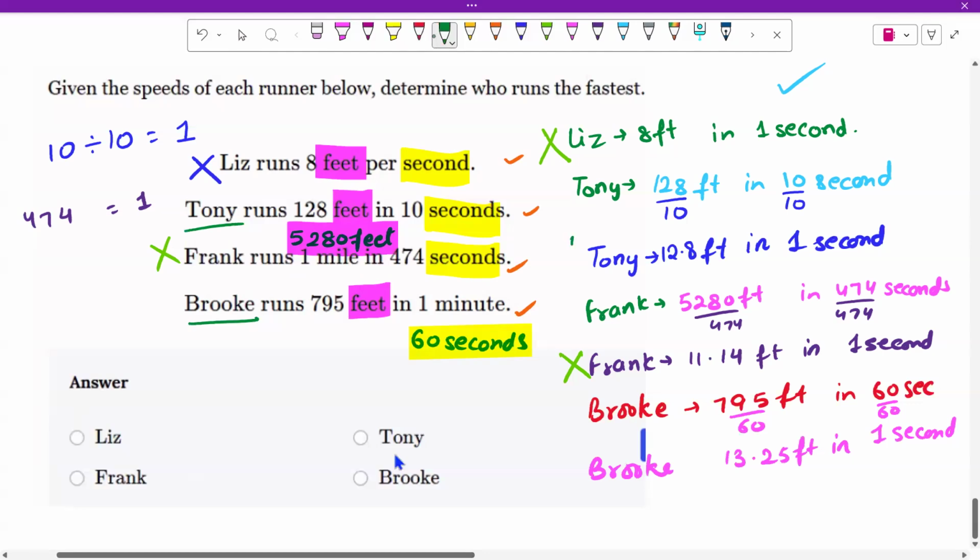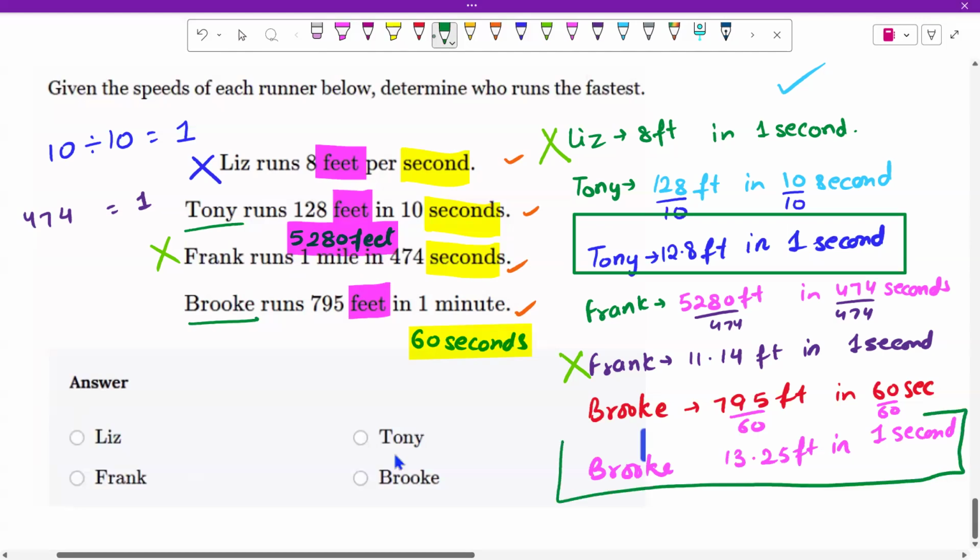Now, Tony is here. Brooke is here. So who is running the fastest in 1 second? I think it's Tony. Why is it Tony?